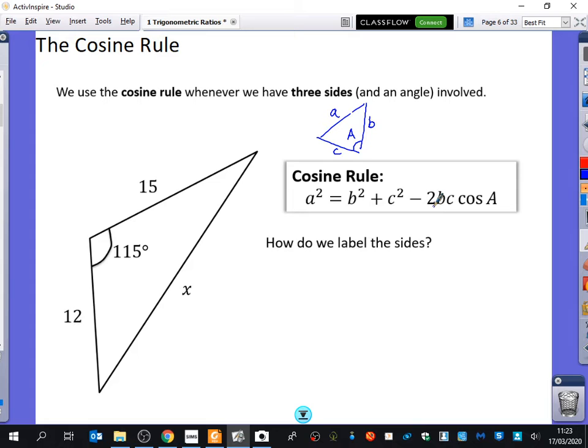So I'm interested in the fact that this is my angle A, and this is my length of A. The other ones, I don't care which way round they are. That one's B and that one's C, or the other way round, okay?